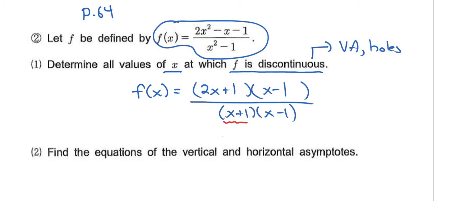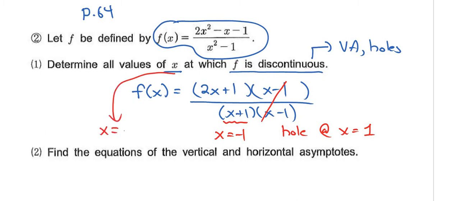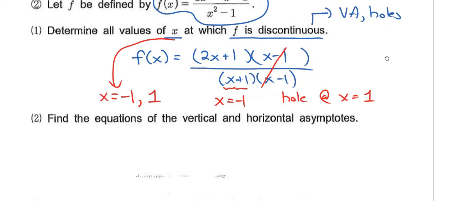This part right here means you have a vertical asymptote at x = -1. And since these two terms technically do cancel off, that means you have a hole at x = +1. So the values of x where you're discontinuous are at x = -1 for your vertical asymptote and at x = +1 for your hole. So x = 1 and x = -1 is your answer for question number 1.